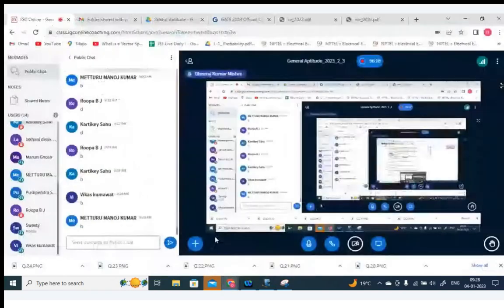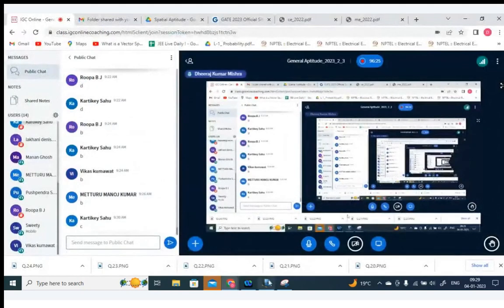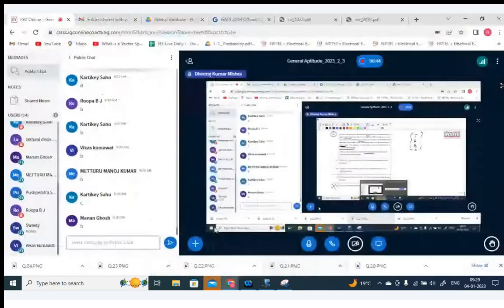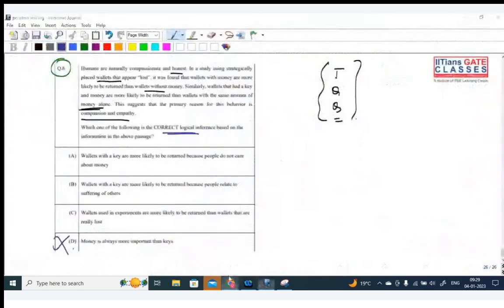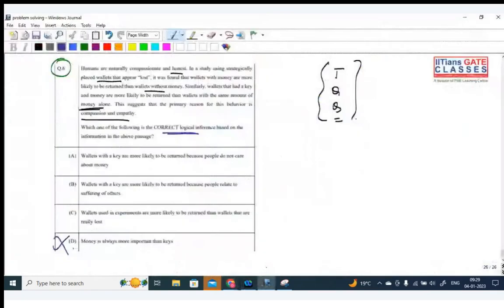Which option is correct, guys? Based on what they are saying, if somebody says money is more important than this, sometimes many people say, yeah, money is very important, right? Which option is correct? You can find the options here. So Manan is saying B. Yes, we have to check.